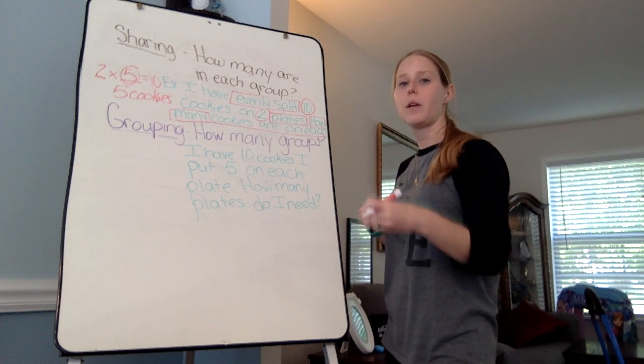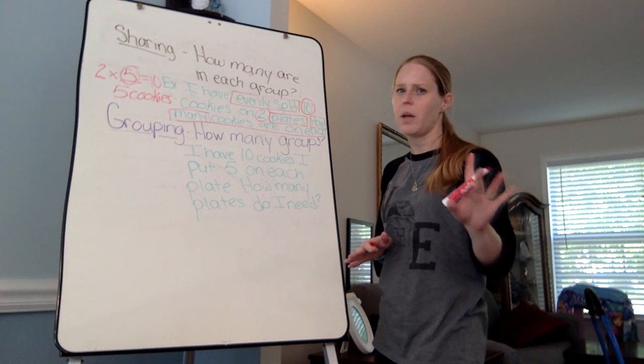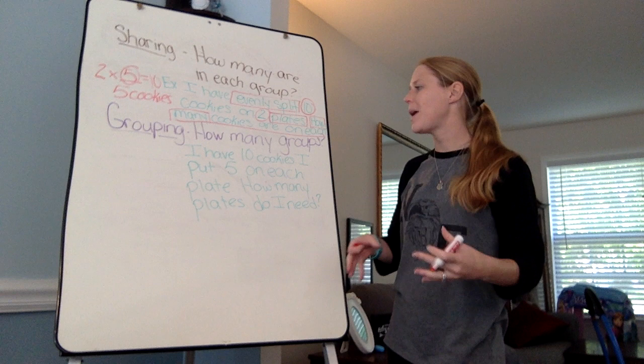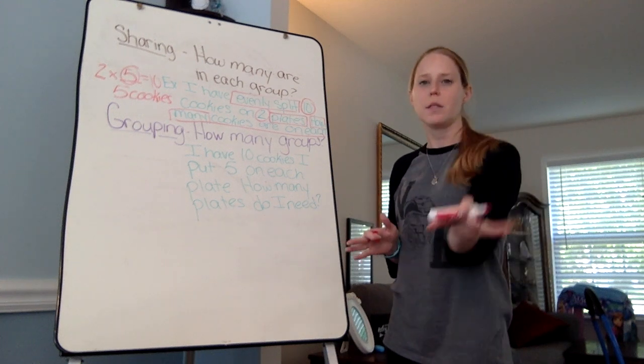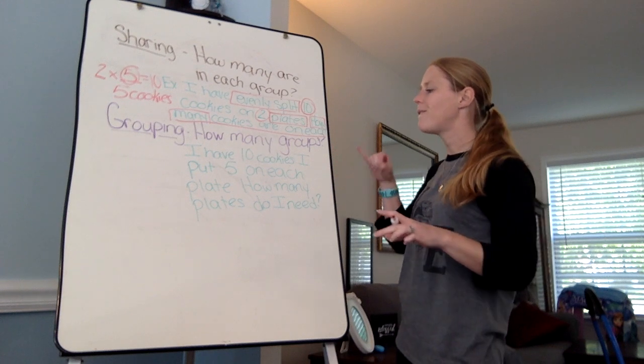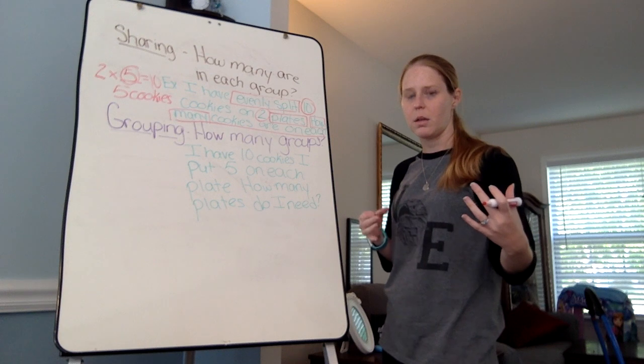Grouping, you want to figure out how many groups you actually have. I know it's a little confusing. I have to think about it a lot too. So with grouping, I want to know how many groups do I have? Here's another example using those cookies. I have 10 cookies. I put 5 on each plate. How many plates do I need?